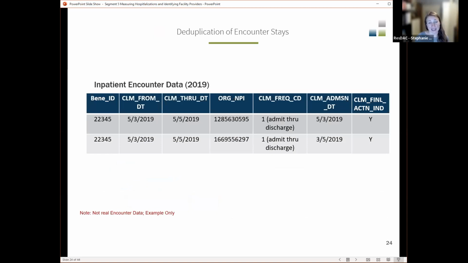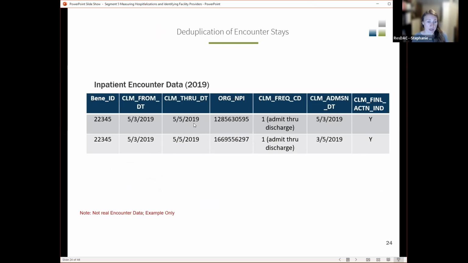Remember, the encounter data might also have more than one record associated with a stay. So that's another difference between the MedPAR and the encounter data. You're going to have to do a little bit of investigating. This was just one example that I quickly found when I opened up the file. This isn't a real example. I've changed dates, and no, it's not the same Benny ID or org NPI. But this was an example that I actually found.